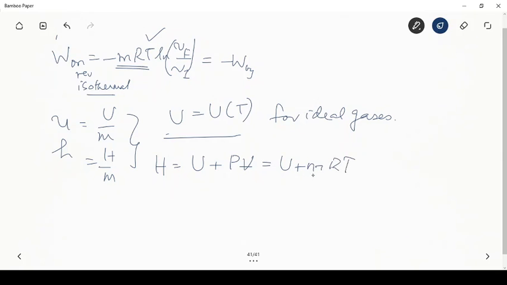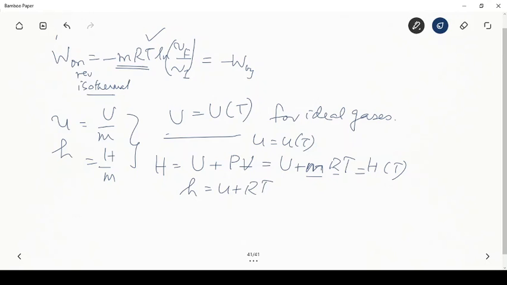Similarly, now H, which is U plus PV, and in this case U plus PV is U plus MRT, because PV is equal to MRT. So this is also only a function of temperature, because this R is a constant and M is a mass. So if I divide throughout by mass, I get here U is U of T, and here I get H is equal to U plus RT.